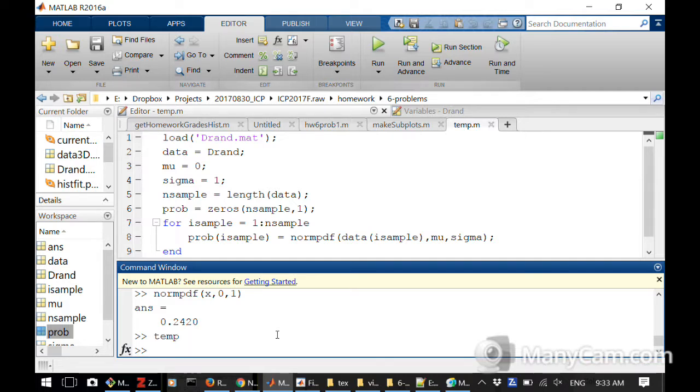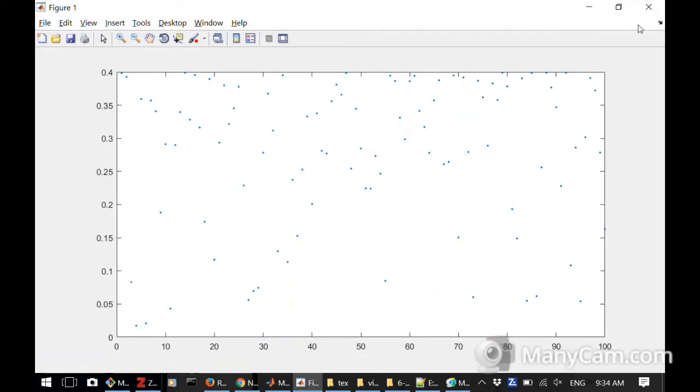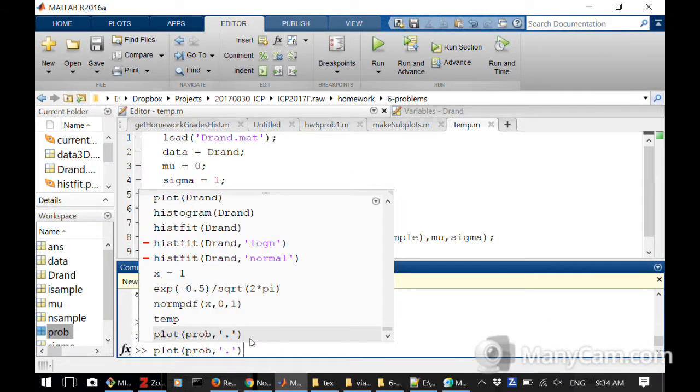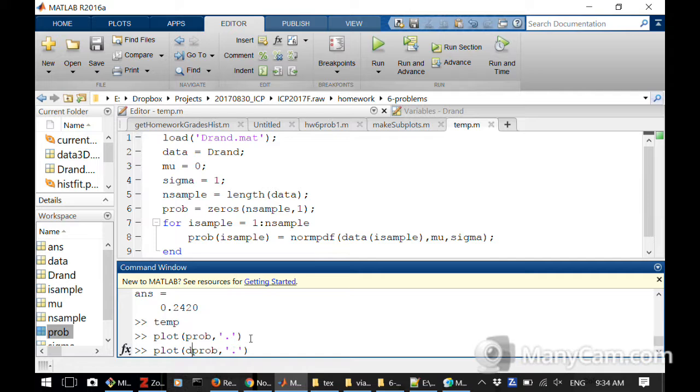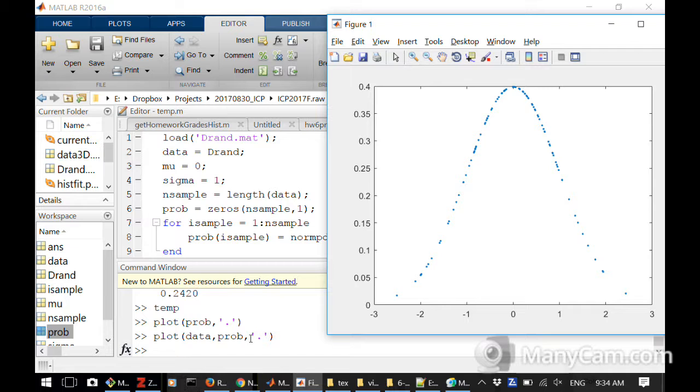I wouldn't get anything beautiful because the numbers are randomly spread in the data set. So what I can do instead is plot prob using dots. Okay, that doesn't look good. I think we made a mistake, and that is, what is the x value? So we have to plot data versus prob. That would make it much more beautiful. You see how beautiful it is now?